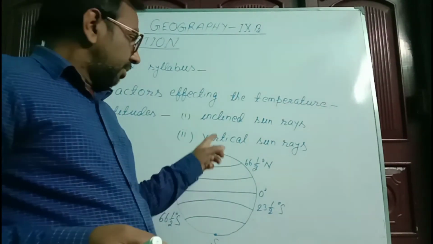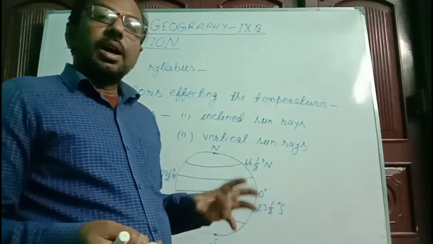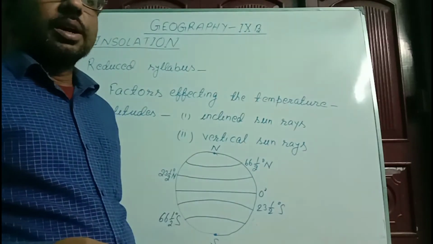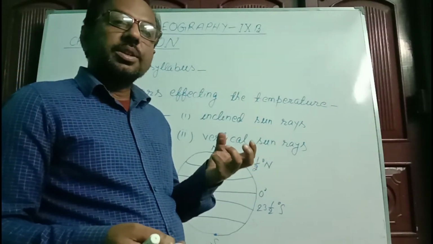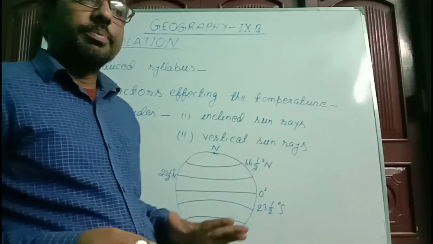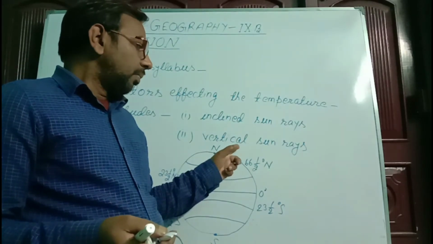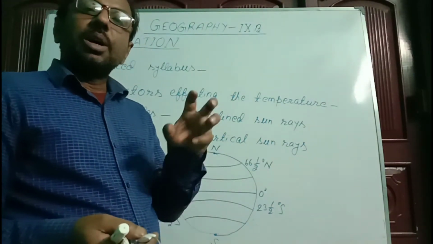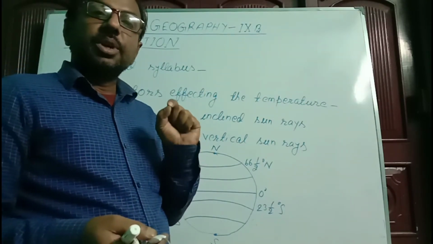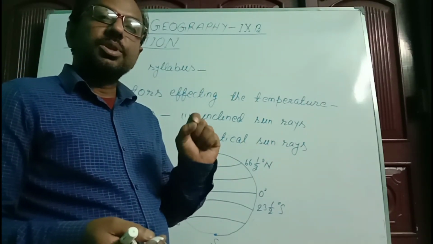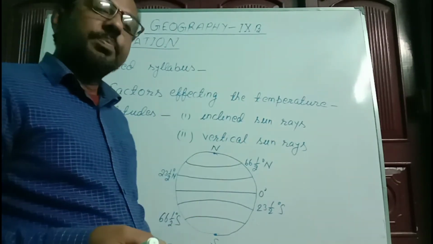Inclined sun rays acquire a very large area. So the heat absorbed by the Earth's surface is distributed over the large area. So the rate of heating is less, while vertical sun rays acquire a very small area. So distribution of heat is very less. It is distributed over the small area. So the rate of heating is very fast.